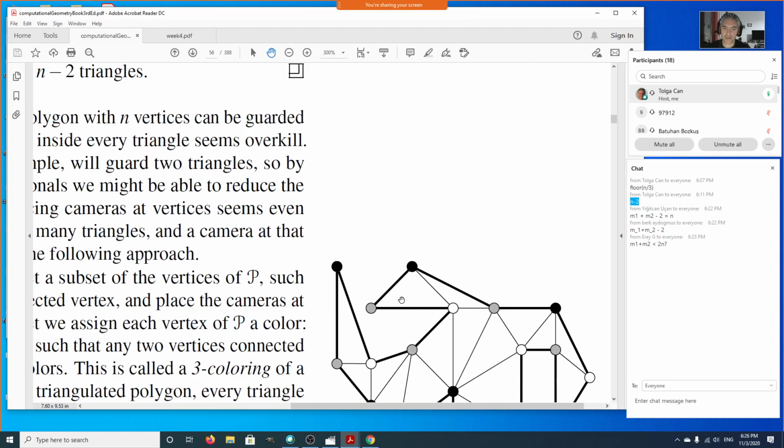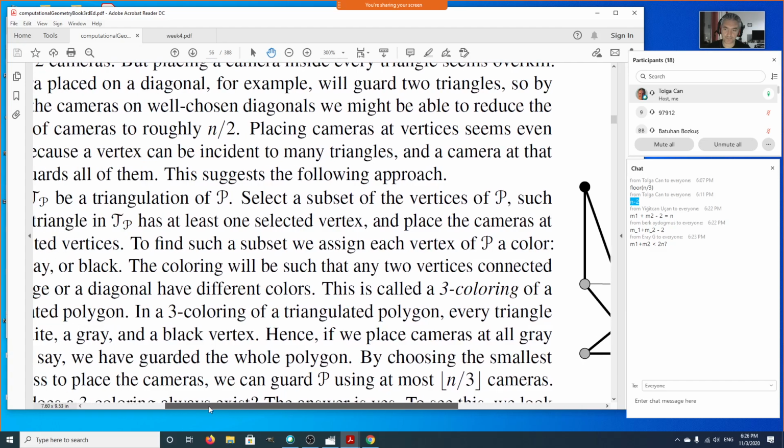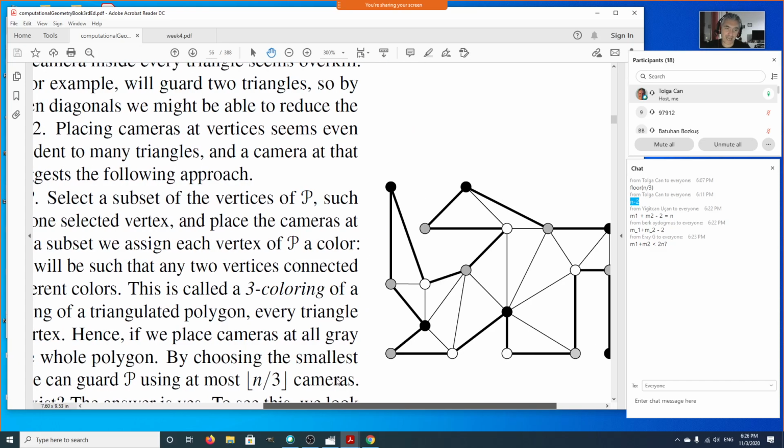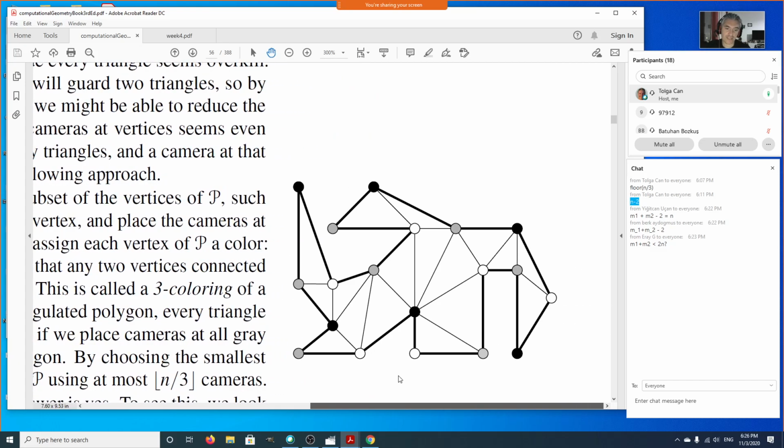So after this, when we have the triangulation, we are going to place the cameras in strategic locations in such a way that we will not need more than n/3 cameras. So what are these strategic locations? Let's see. Look at this triangulation. The vertices are colored with 3 different colors: black, gray, or white. Every triangle has one of these 3 colors. This is called the 3 coloring of a triangulation.